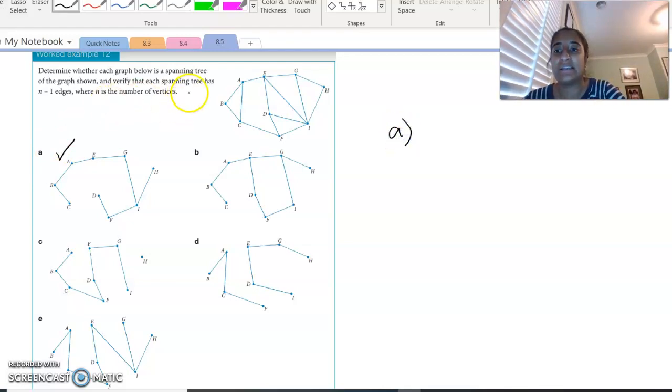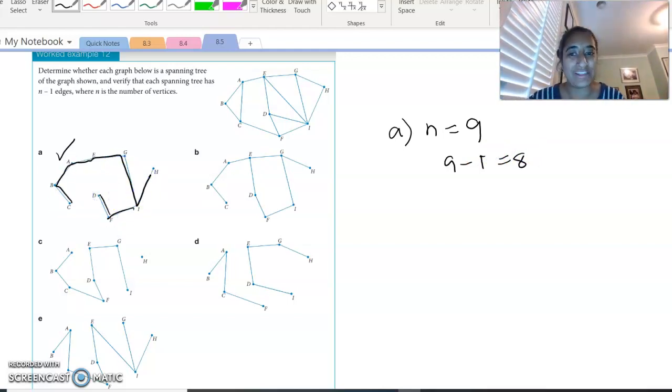And the second part says, verify each spanning tree has n minus 1 edges. So if n is the number of vertices, we've got 1, 2, 3, 4, 5, 6, 7, 8, 9, which means it'll be n minus 1, so 9 minus 1, which is 8 edges. So if we count 1, 2, 3, 4, 5, 6, 7, 8, which works out.